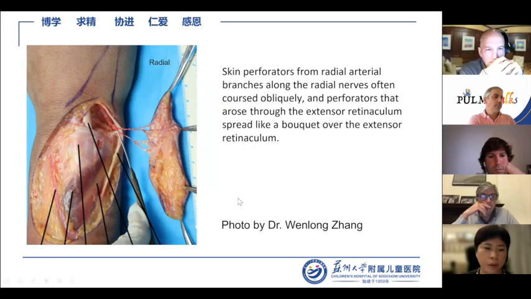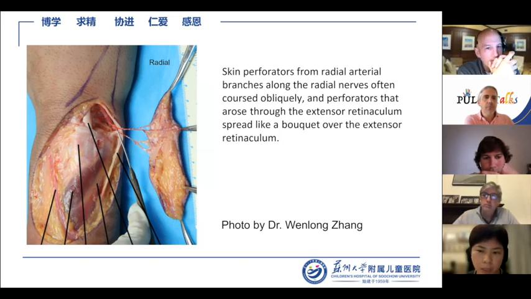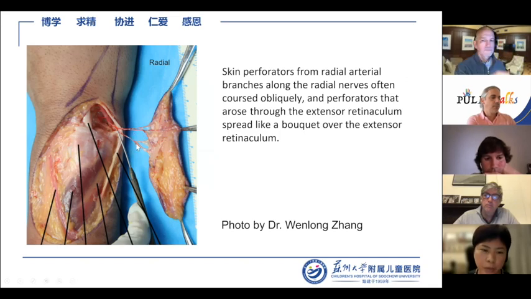And this photo is also by Wenlong Zhang. Skin perforators from the radial artery branches around the radial nerve often run obliquely, and the perforators that arise through the extensor retinaculum spread like a book over the extensor retinaculum. This perforator pattern like a book is very beautiful in the pictures.